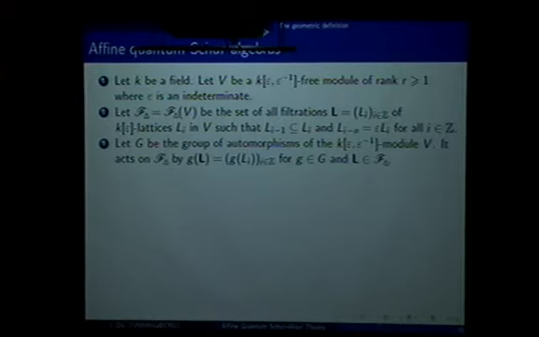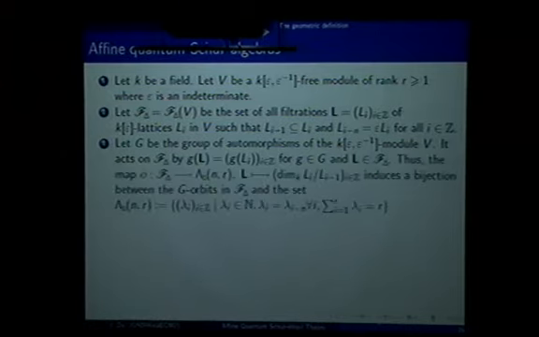Then you start with the group of automorphisms of this module. The group acts on the filtrations component-wise, which is very standard. Then you will see there is a map from the set of filtrations to these cyclic infinite sequences. You're just looking at the dimension as K-modules, L_i mod L_{i-1}. Then this map induces a bijection between the G-orbits and a set. What is this set? I look at the cyclic infinite sequences, right? The cyclic condition is given here, but the sum of any r consecutive entries is r.